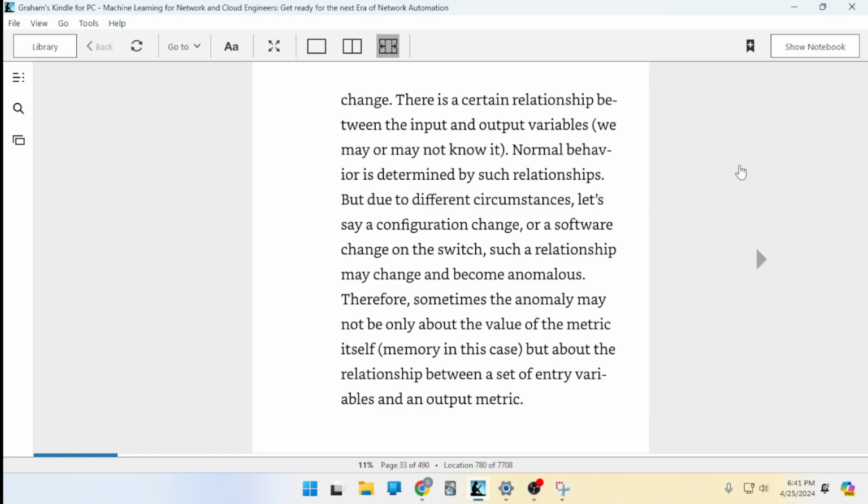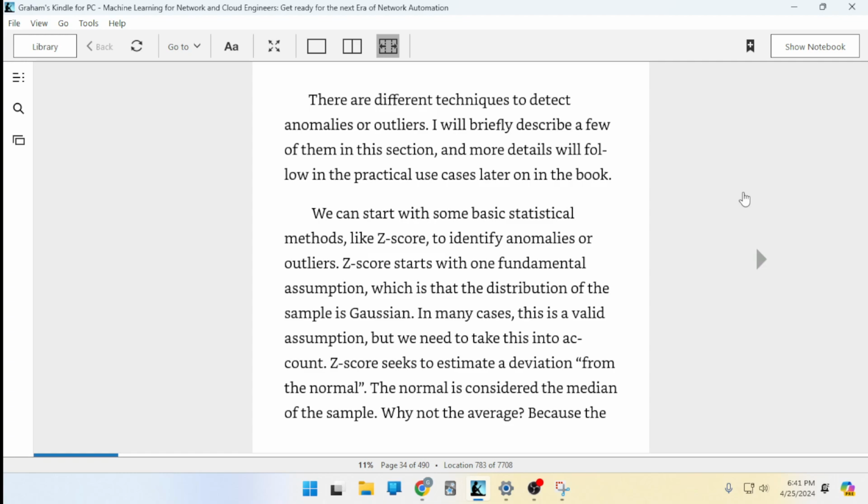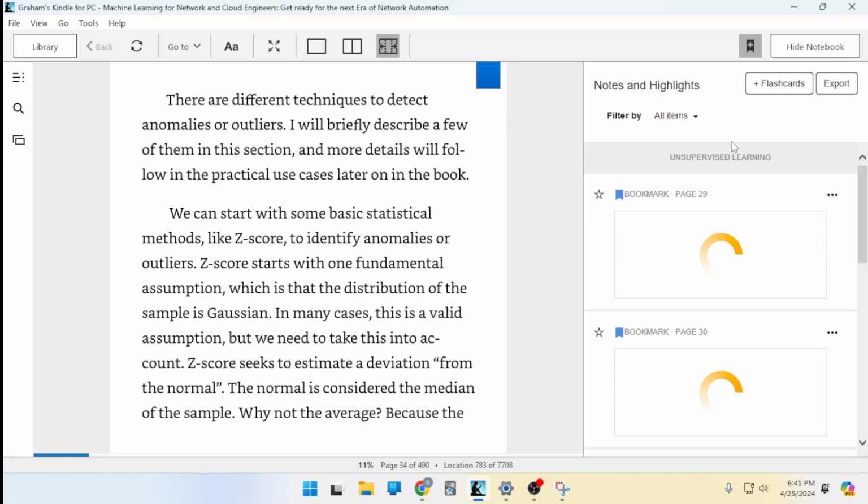But due to different circumstances, let's say a configuration change or a software change on the switch, such a relationship may change and become anomalous. Therefore, sometimes the anomaly may not only be about the value of the metric itself, memory in this case, but about the relationship between a set of input variables and an output metric. There are different techniques to detect anomalies or outliers. I will briefly describe a few of them in this section, and more details will follow in the practical cases later in the book. And I will stop it right there.